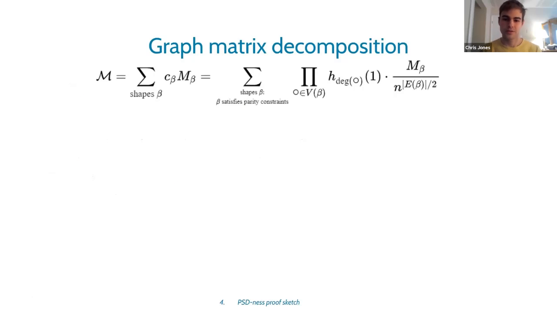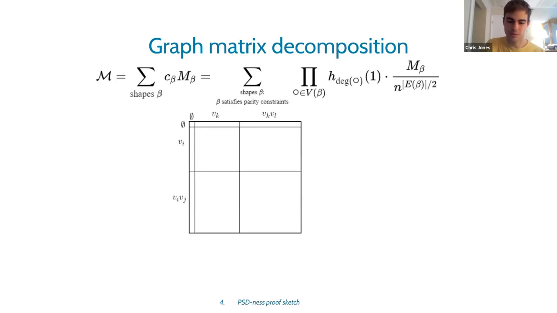Okay, so here's the graph matrix decomposition. You don't really have to understand this formula, but using the pseudo-calibration technique, without too much work, you can get this decomposition. So the moment matrix is a sum over some shapes, beta, of some coefficients times these graph matrices, which I'll denote M beta.